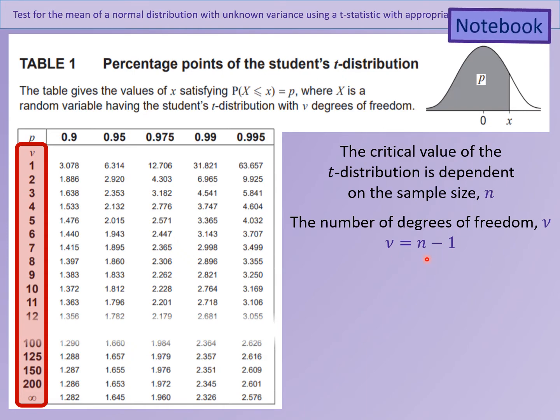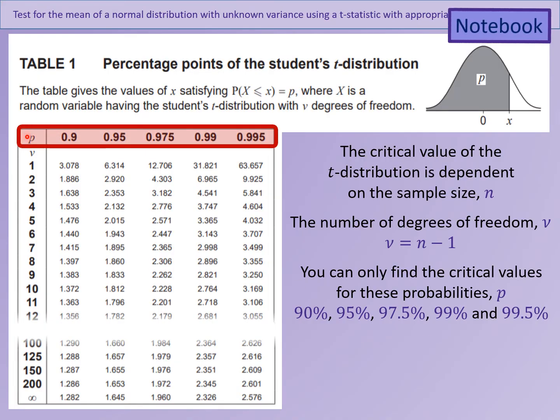So look for whatever your sample size is, take away 1, down this side of the table. Say, for example, I had a sample of 10. I don't look at 10, I look at 9. I look at 1 less than my sample size. So that would be my new value.